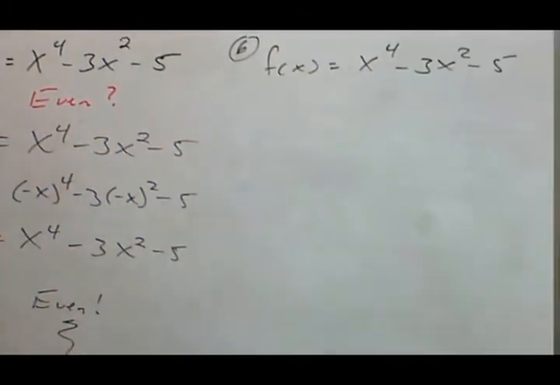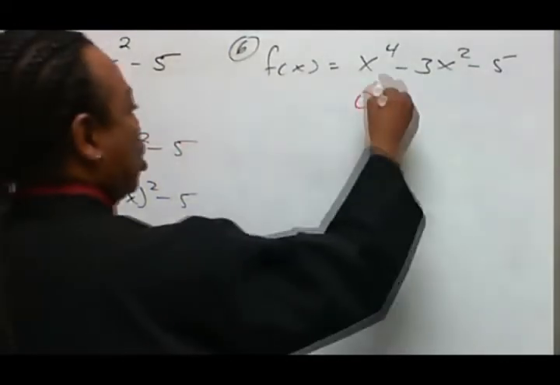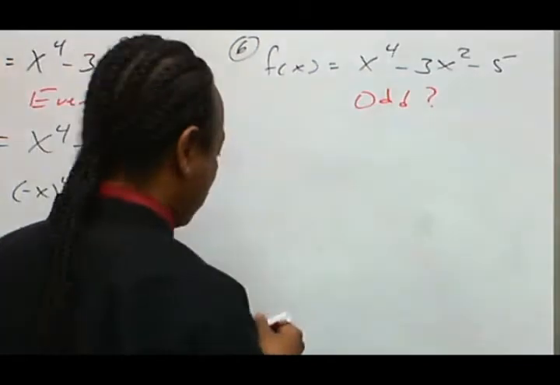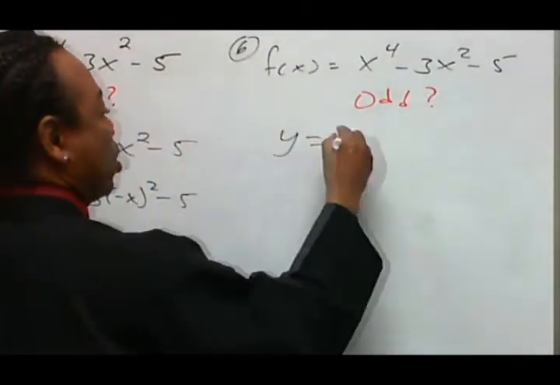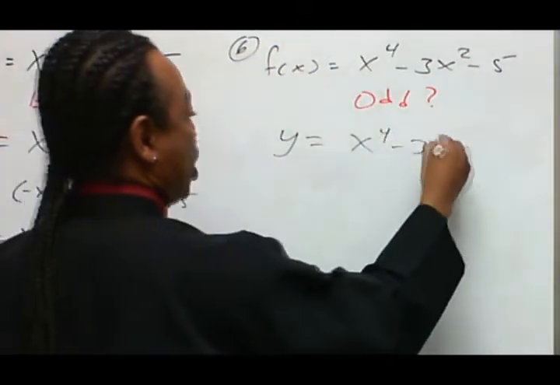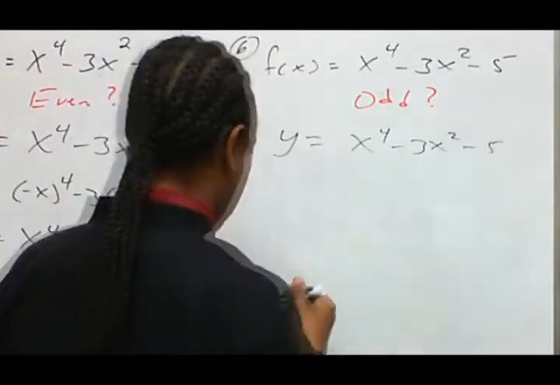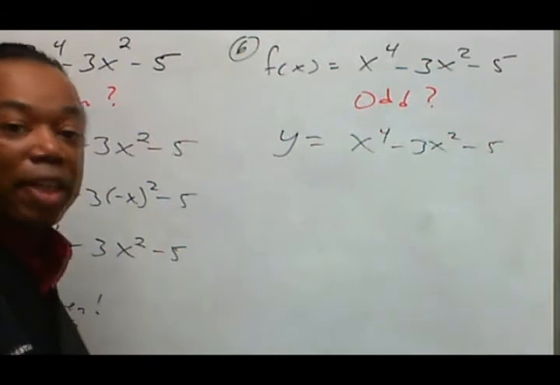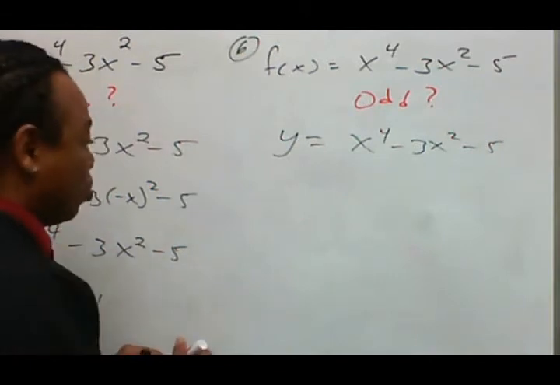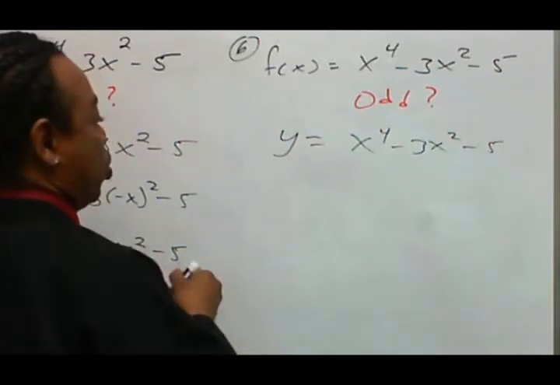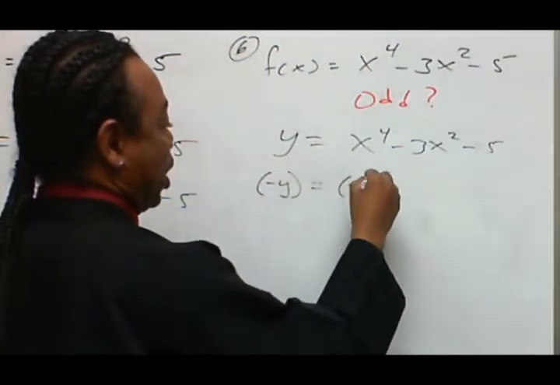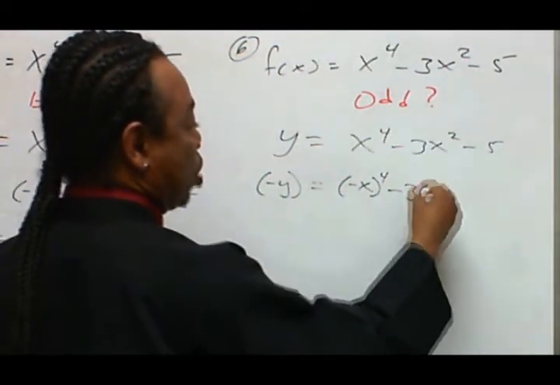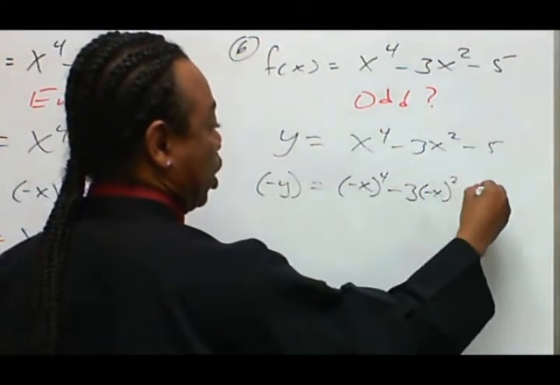Now, let's check to see if the same function is odd. First, I'm going to convert this to y. So y equals x to the fourth minus 3x squared minus 5. And to check for odd, we change the x's and the y's into negatives. So this y gets converted to negative y. This x gets converted to negative x, then to the fourth, minus 3, negative x raised to the second, minus 5.